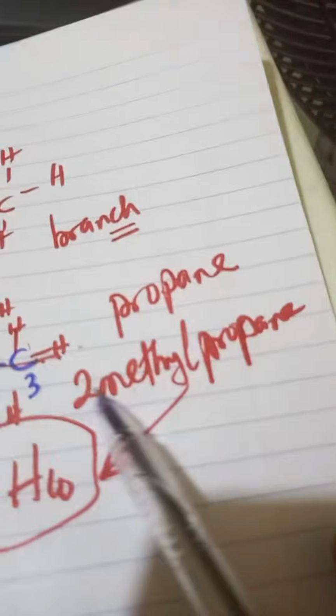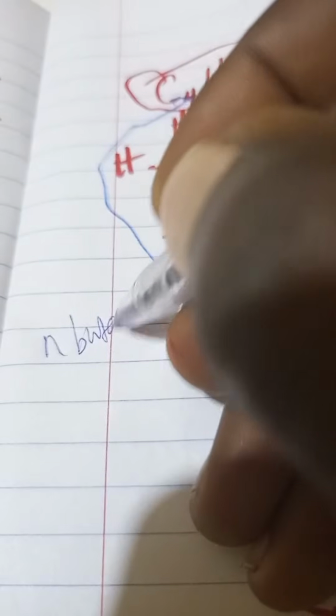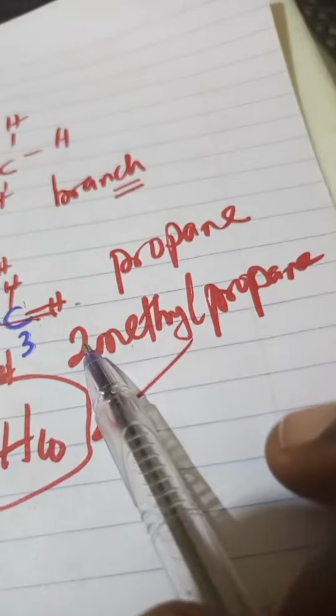Okay, so he said how many isomers does butane have? Butane has 2. We did it just not long ago. Butane has 2 isomers: the normal butane, which you can call n-butane, where the n means normal, and the second isomer, 2-methylpropane. I hope you are okay with that one.